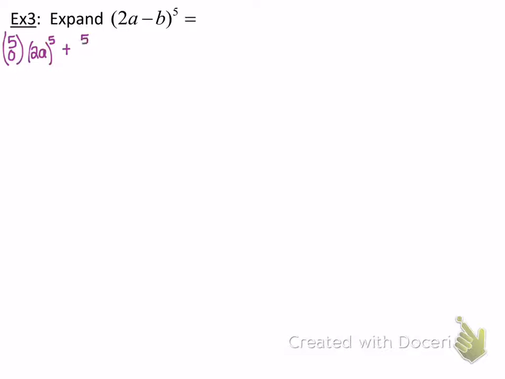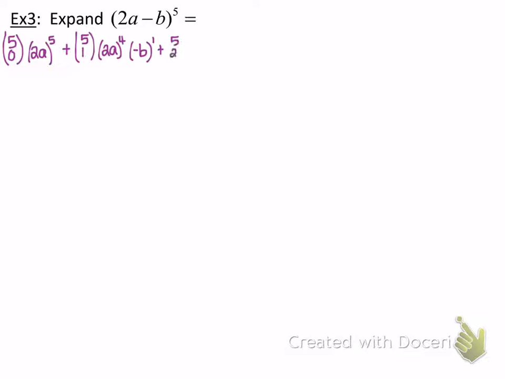Then we have 5 choosing 1, 2a to the 4th power, plus 5 choosing 2, 4th power, and then b to the 1st. But in this case, b is minus b to the 1. Okay, so once you have that negative sign, you're going to take it with you in your second term, that negative b.